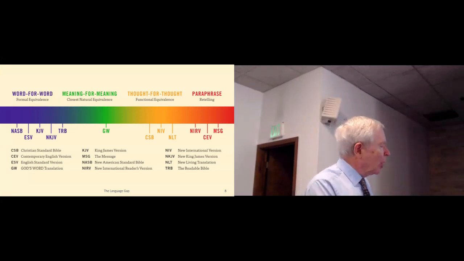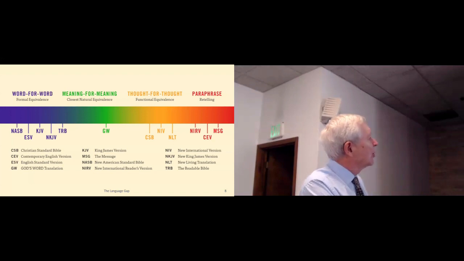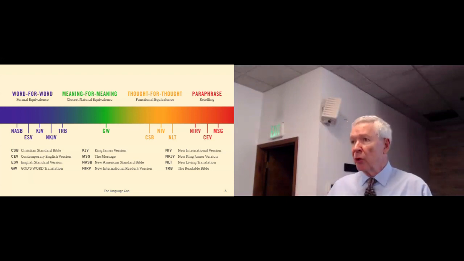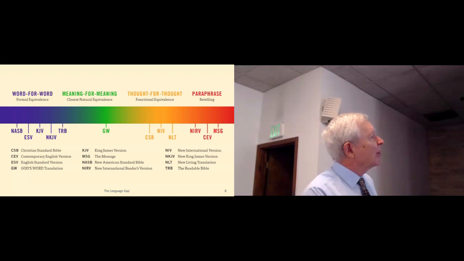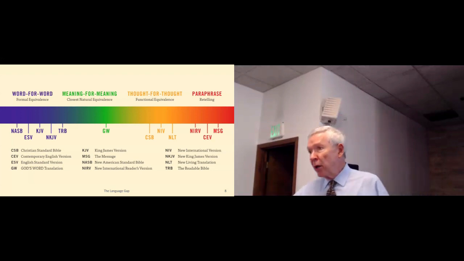But for example, translations like the New American Standard or the ESV, or even the King James or the New King James, are on this end of the scale, trying to be close to the original language, where you have things like the NIV that is pretty common, but it gets more to this end of the scale where they're trying to do thought equivalents.